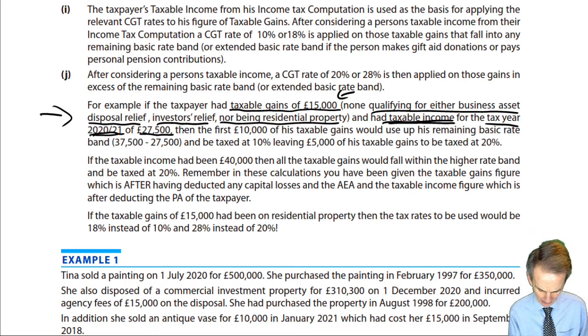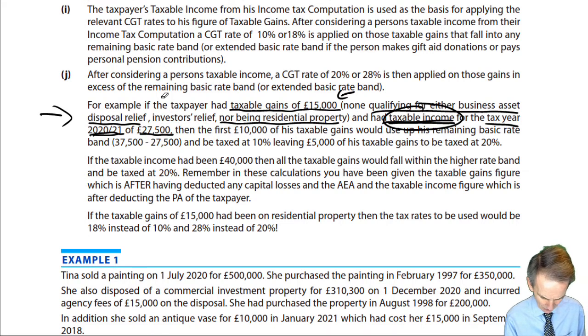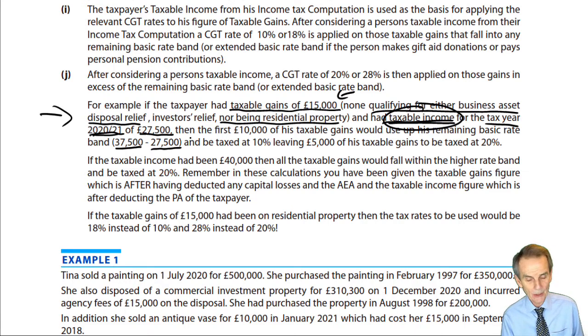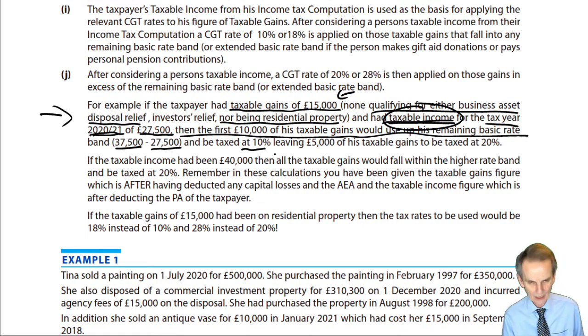So what have we got from our income tax computation? Taxable income of 27,500. So what is our basic rate band limit? Ordinarily 37,500. So if our taxable income is 27,500, and our basic rate band limit is 37,500, then 37,500 minus 27,500 means there's 10,000 basic rate band remaining. Therefore, the first £10,000 of his taxable gains would use up his remaining basic rate band, and therefore would be taxed at 10%. Remember, these gains are not on residential property.